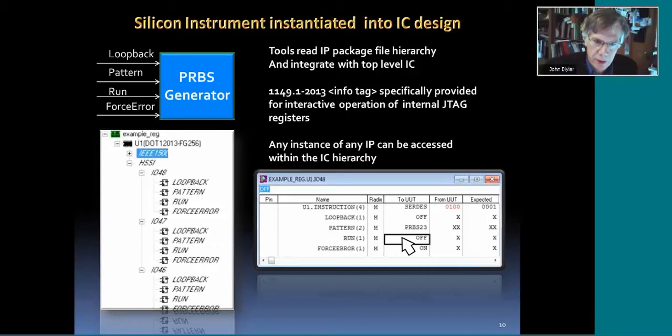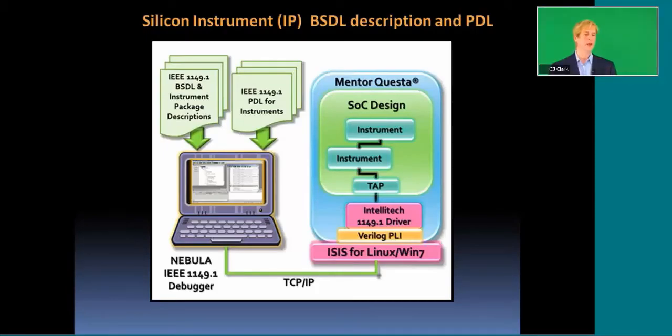So it's important that the IP be verified. How can the IP provider make sure that the IP is indeed validated and verified? Sure. One way of doing that is with Intellitech software. So we have a plugin that plugs into verification engines. Our tool reads in the descriptions of the silicon instruments and IP. It reads in the operation of the IP through PDL, and then we drive the verification environment. We recently announced operation with Mentor Questa, which is a verification engine, and we're working with other EDA tool vendors to provide an interface into that verification.